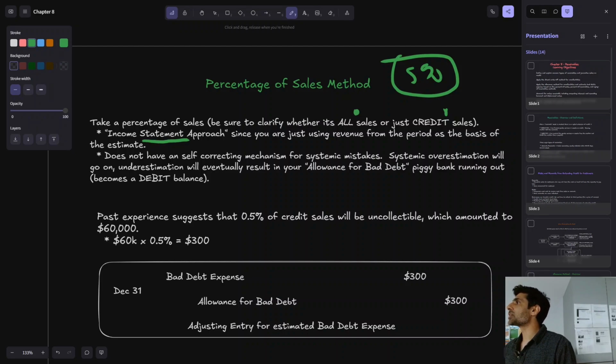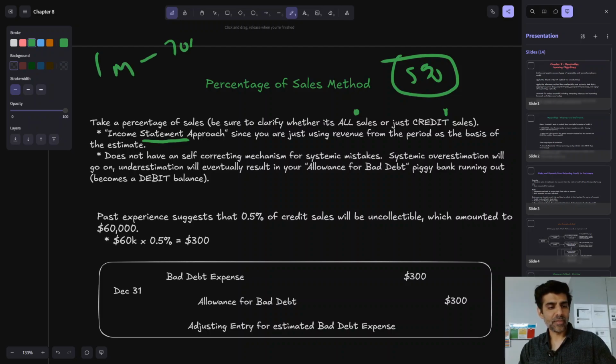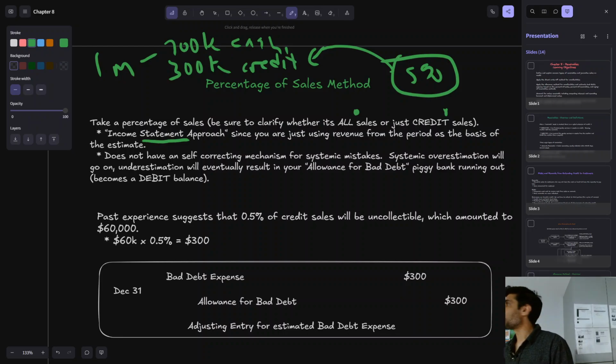You have to read carefully and make sure you're clear on what revenue it's talking about, because if you have $1 million in revenue, maybe 700K of that was cash sales and only 300K was credit sales. So if it was 5% of credit sales, you'd only multiply 5% by the 300,000, not by the full million. But if it was 5% of all sales, you multiply it by the million. Everyone clear about the difference between credit sales and total sales?